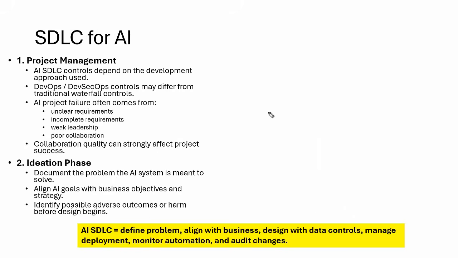Now, when it comes to AI systems, they also play an important role in SDLC because some AI systems you build from scratch. For example, you got a requirement, you want to build an AI project. So it starts with the project management activity. A project has a start and end time. AI SDLC controls depend upon the development approach used. In the case of DevOps and DevSecOps, the control will be different. In the case of waterfall, it will be different because in waterfall, you move from phase 1 to phase 2. You cannot come back. But in DevOps, on a regular basis, with the help of the iteration process, we are able to validate.